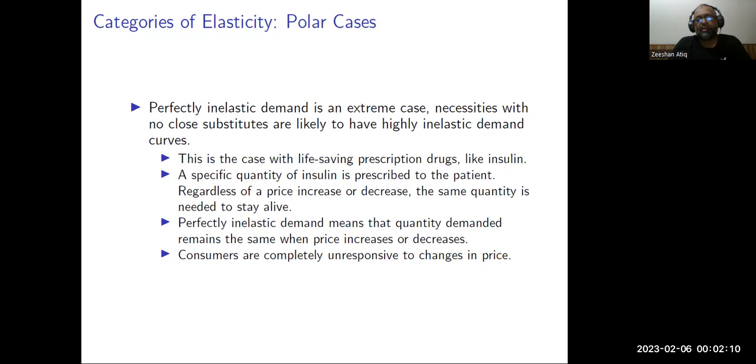He would buy that quantity no matter what price the producers charge. His demand will be perfectly inelastic. The demand will not respond to changes in prices, although the producers will be asking for a very high price, their demand will not be changing. A perfectly inelastic demand curve means that the quantity demanded remains the same whether the price increases or decreases. Consumers are completely unresponsive to changes in price. In these kinds of situations, the producers enjoy a kind of security: they can charge any price without any effect on their quantity demanded.